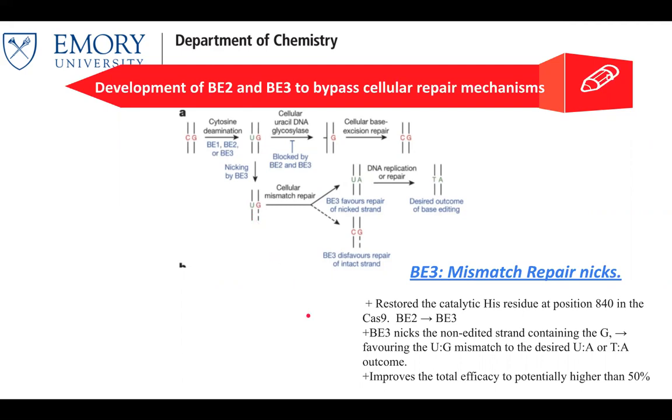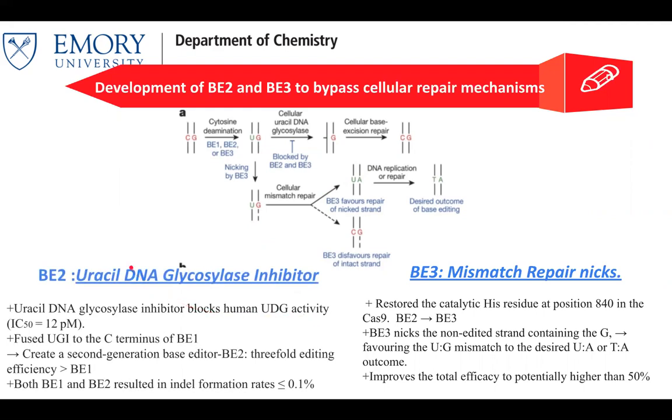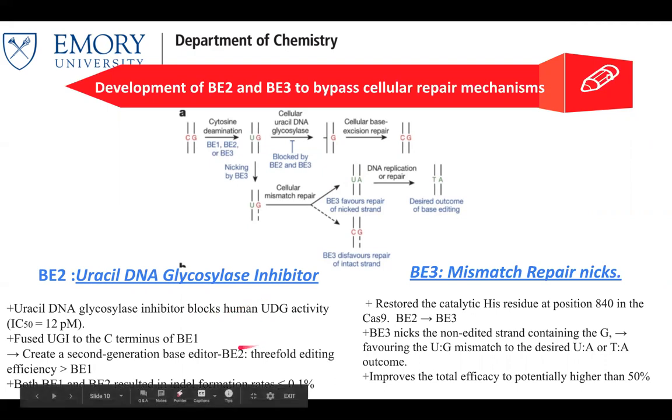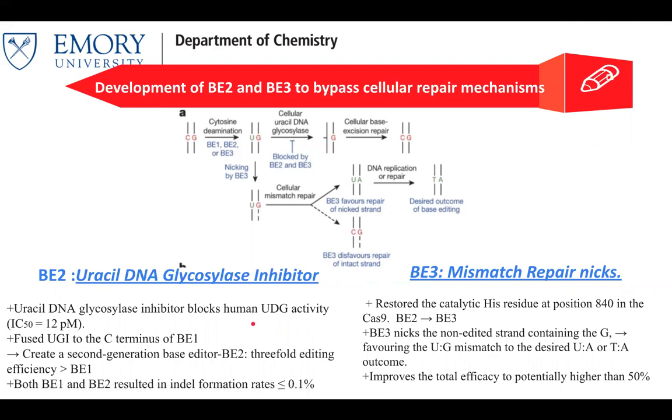So they cleverly developed new generations. BE2 has a uracil DNA glycosylase inhibitor that blocks the human UDG activity, fused with the first generation BE1 to create the second generation base editor BE2, with a threefold improvement in efficiency over BE1. And both of them had very low indel formation, or random deletion of DNA, at rates of less than 0.1%.